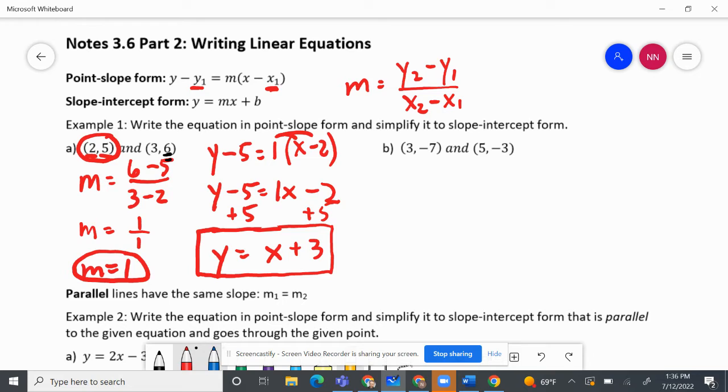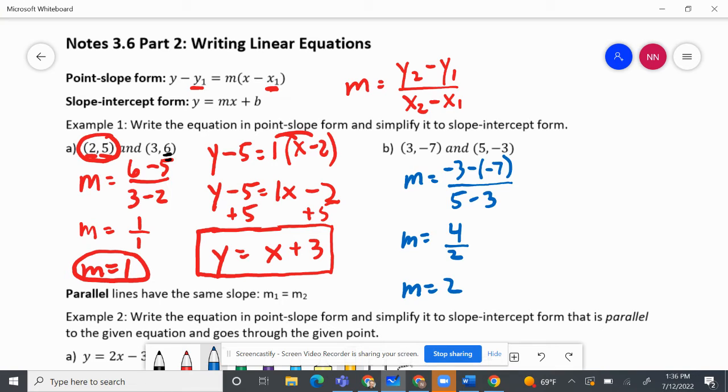For the second one, we're going to do the same thing. We're going to find the slope. So we go m equals negative 3 minus negative 7 over 5 minus 3. So negative 3 minus a negative 7 gives us 4. 5 minus 3 is 2. So our slope is 2.